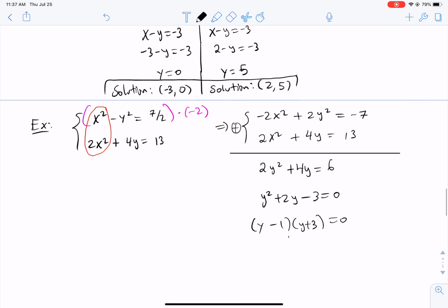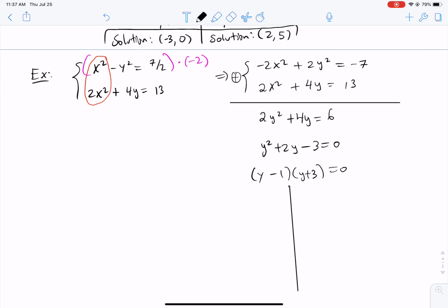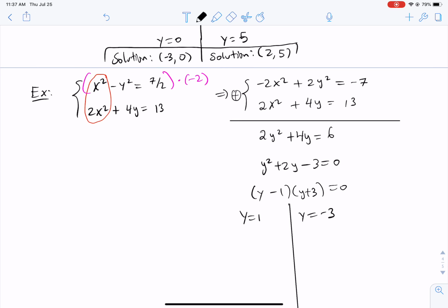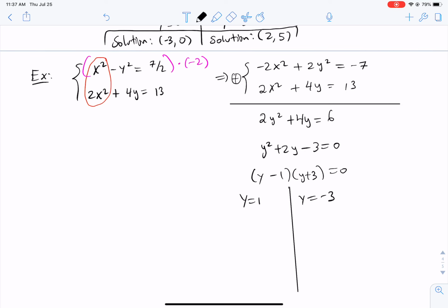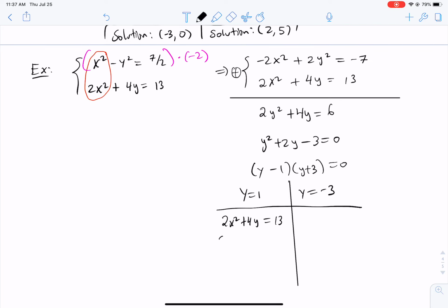So now we're solving for the y variables first. Here we have y equals 1, and there we have y equals negative 3. How do we figure out what x is? We can use either the first equation or the second equation. So let's use the second equation. It doesn't really matter. So we have 2x squared plus 4y equals 13. So we know that 2x squared plus 4 times y, which is 1 here, equals 13. So what do we know about 2x squared? It equals 9.